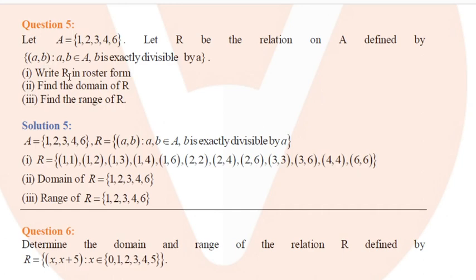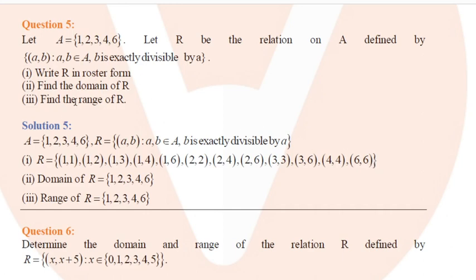You can see 1 divides 1, 1 divides 2, 1 divides 3, 1 divides 4, 1 divides 6. Then the elements divisible by 2 are 2, 4, 6. The elements divisible by 3 are 3 and 6. Divisible by 4 is only 4, and divisible by 6 is only 6. And this is our relation in roster form.